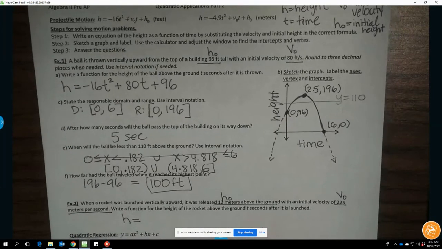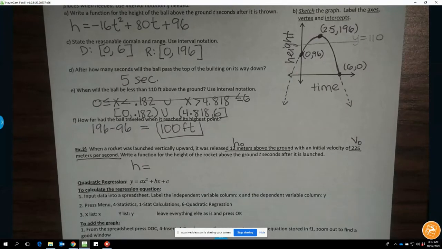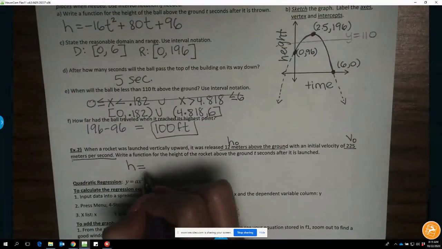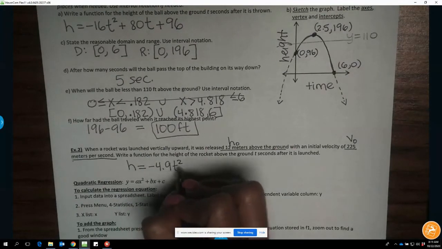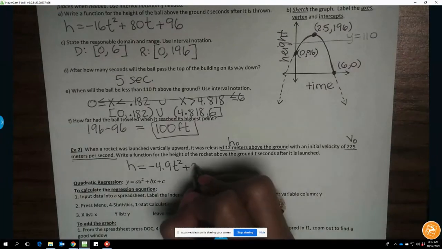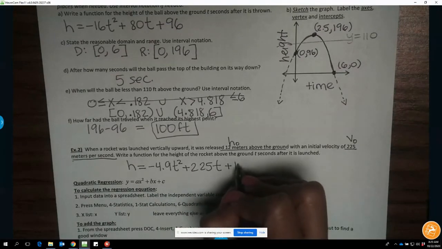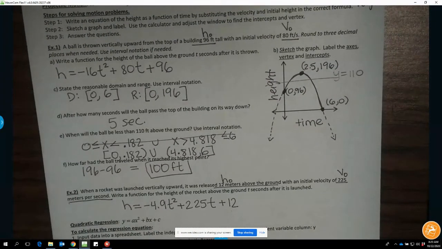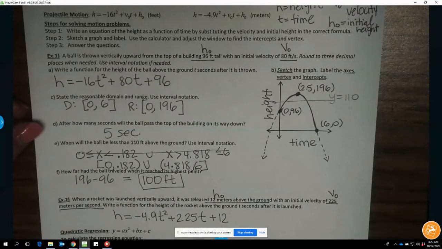So this one, because the units are meters per second, you should be using the negative 4.9 coefficient. So when you write your equation, it will be h equals negative 4.9 t squared plus the initial velocity of 225t plus the initial height of 12. And then basically you would put that in the calculator and then answer a bunch of questions. But for now, that's all it wants you to do. And that's how you do projectile motion.